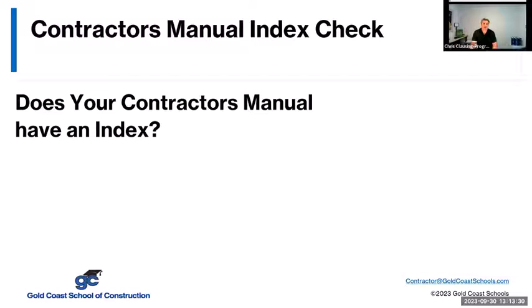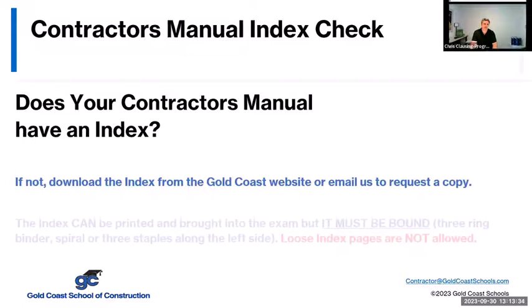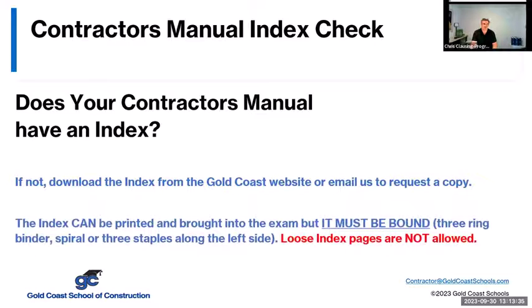Now, if you have the Contractor's Manual, you want to search in the back and see if it has an index. If it does not, then I would recommend you email us, contractor@goldcoastschools.com, and I'm happy to send you a highlighted index, which a lot of students have found very useful for that test. You can either transfer the highlights over if you don't have a color printer, or if you have a color printer, you can just print it out. You do have to bind the index that you take in.